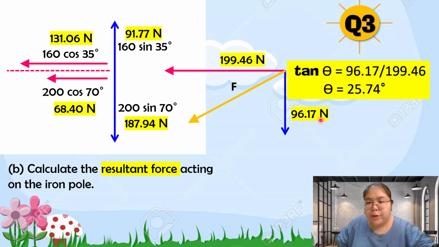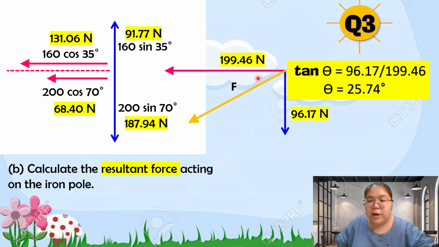Okay, I bring the F_y to vertical part and create one triangle. So this is 96.17 over 199.46, so opposite over adjacent. So it's a tangent. So I find the theta is 25.74, so the theta should be here. Okay, this one is 25.74 degrees.